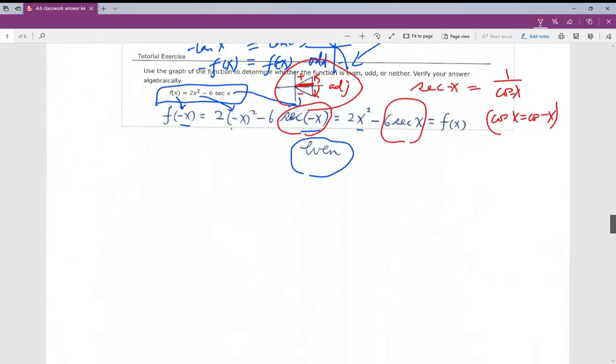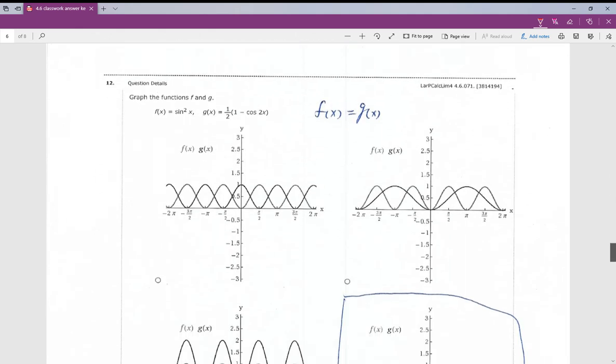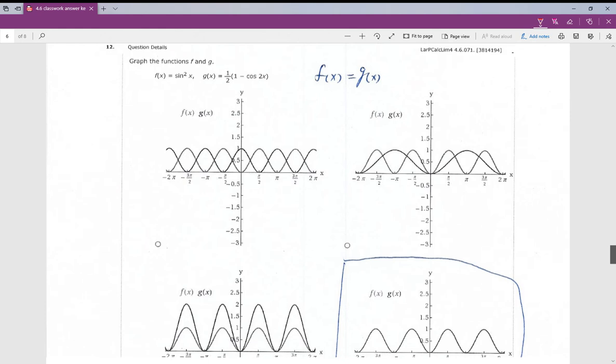Now we go to number 12. Very good. Now number 12, we have two functions. They tell you the function expression. And because I already learned more than you guys, I know these two are equal. I know that, but you don't know yet, right? So that's okay. We just try to graph.